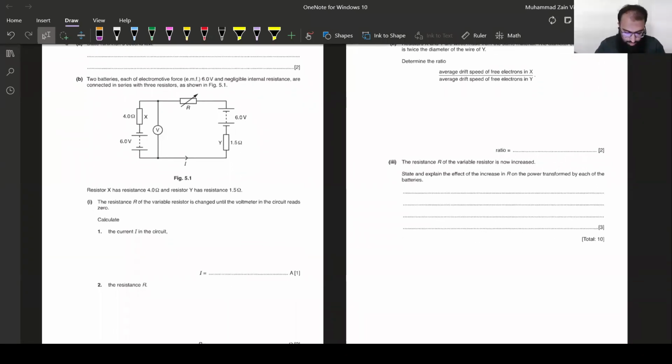Resistance X has a resistance of 4 ohms and resistance Y has a resistance of 1.5 ohms. So I know the resistance of both these resistors. The resistance R of the variable resistor is changed until the voltmeter in the circuit reads 0. Calculate the current I in the circuit. Now, the resistance R of the variable resistor is changed until the voltmeter reads 0. What would this mean? Anyone having any idea?